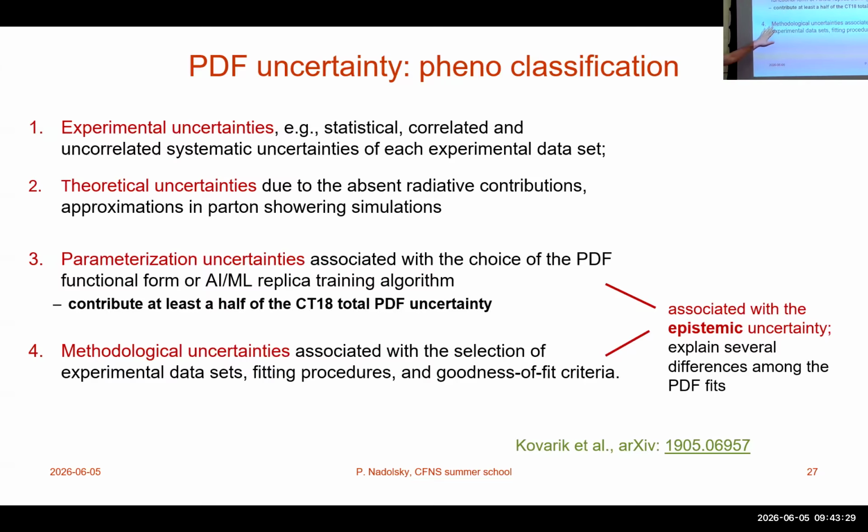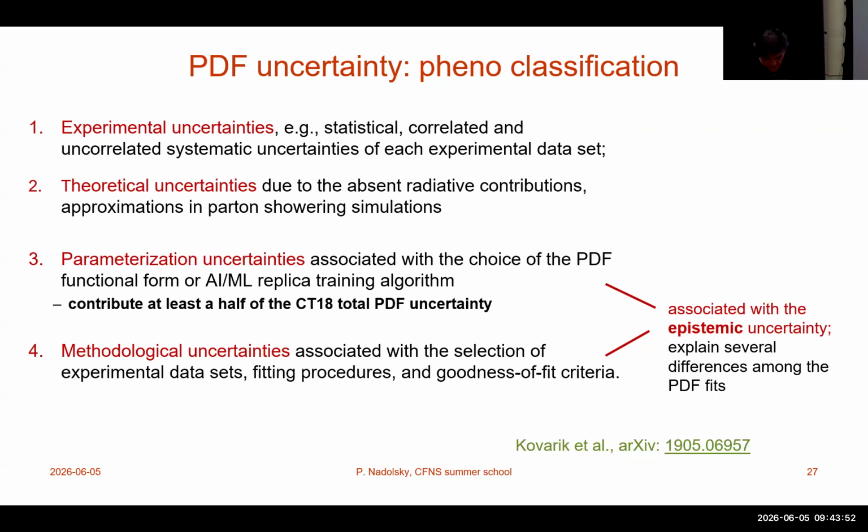The other class is the so-called methodological uncertainties. This is related to any procedure that you choose to do in the fit. For example, if you select a particular subset of data, right? This will be part of your method, right? And so these uncertainties are also important. Now these two uncertainties are a part of the epistemic uncertainty.